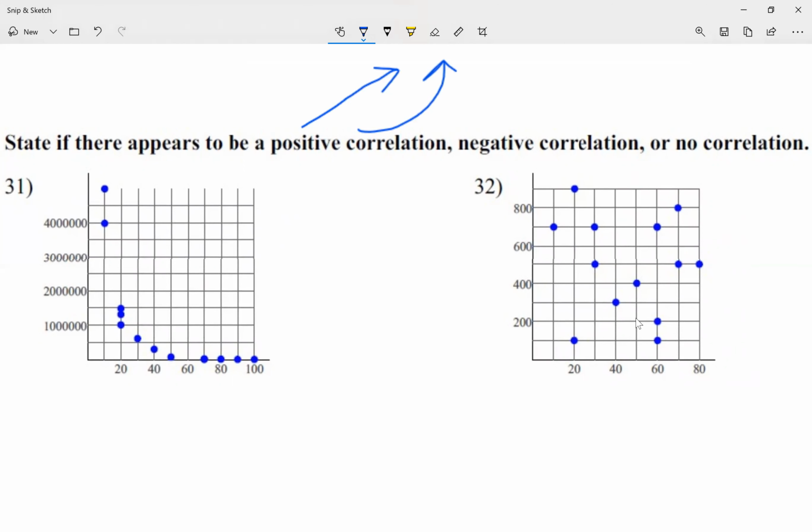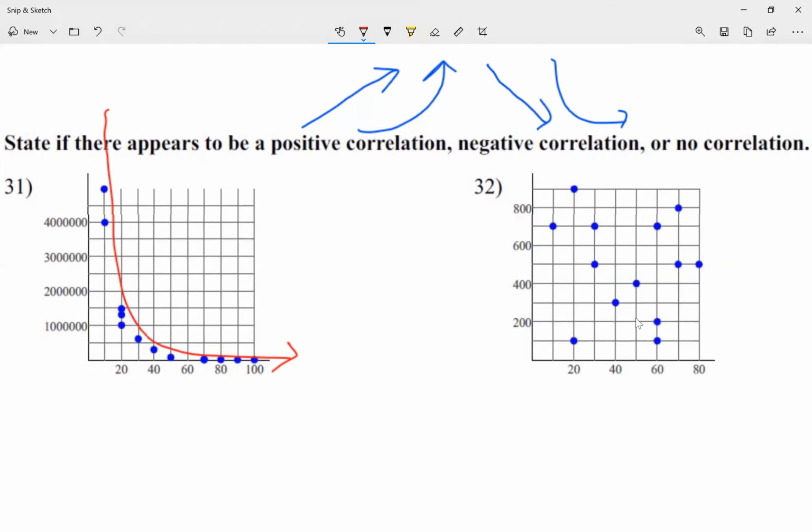A negative correlation will mean, does it look like the information is going down? It could be a line. It could be a graph, like there's a curve. Does it look like it's going down? And no correlation is, yeah, I cannot tell. Is it going up or is it going down? So looking at question number 31. Here, it looks like these points are represented by this curve. It looks like it's going down, right? These points are going down. The information is going down. So this will be a negative correlation.